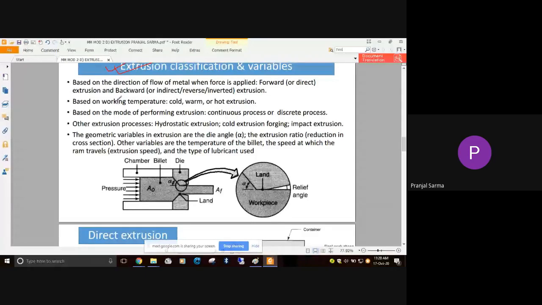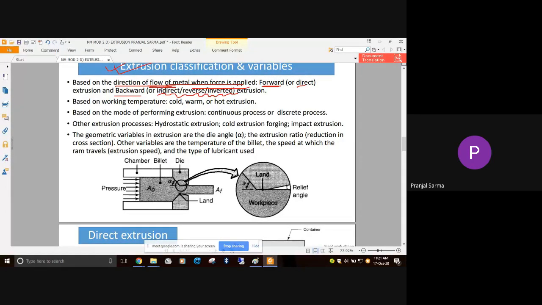Now, depending on the direction of the flow of metal, that is, from which direction the extruded metal flows when the force is being applied, we can primarily classify the extrusion process into two main categories. One is forward extrusion, also known as direct extrusion, and the next one is backward extrusion, also known as indirect or sometimes reverse or inverted extrusion. Mostly the words indirect and reverse extrusion are used rather than inverted.